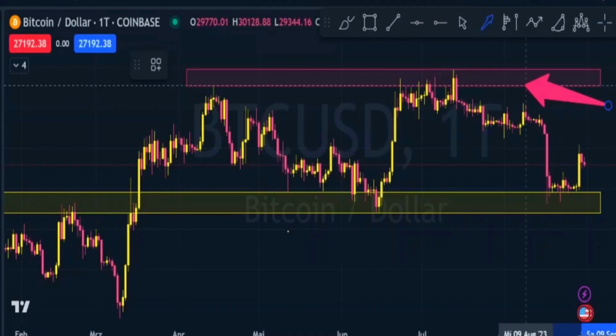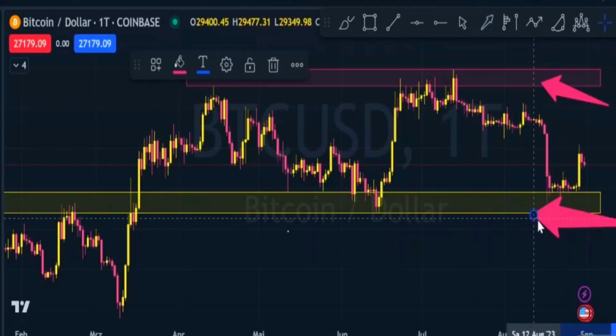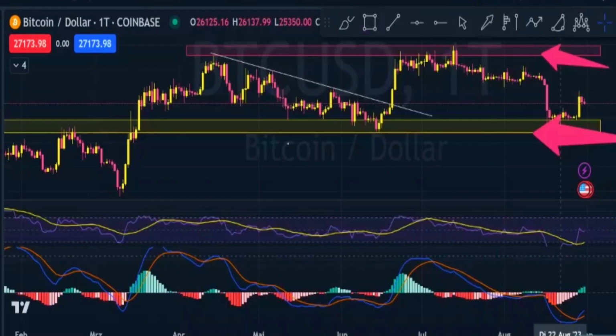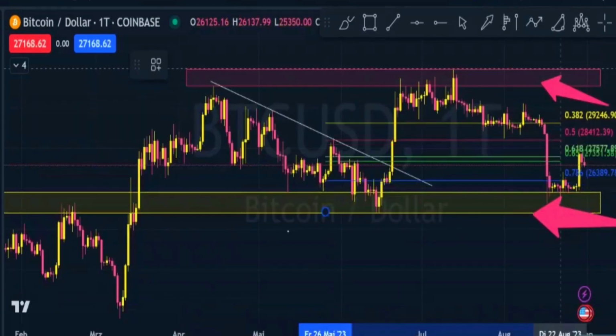Due to the possibility of false signals, other criteria than support and resistance should be used if possible, such as trend lines, indicators, Fibonacci levels, etc.